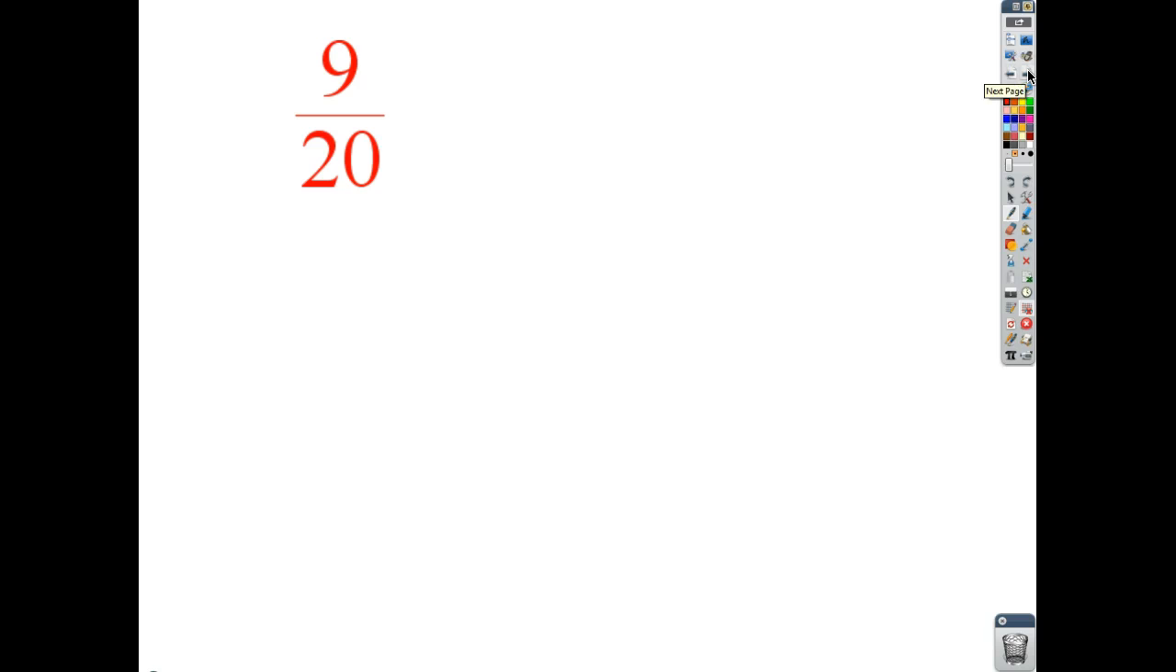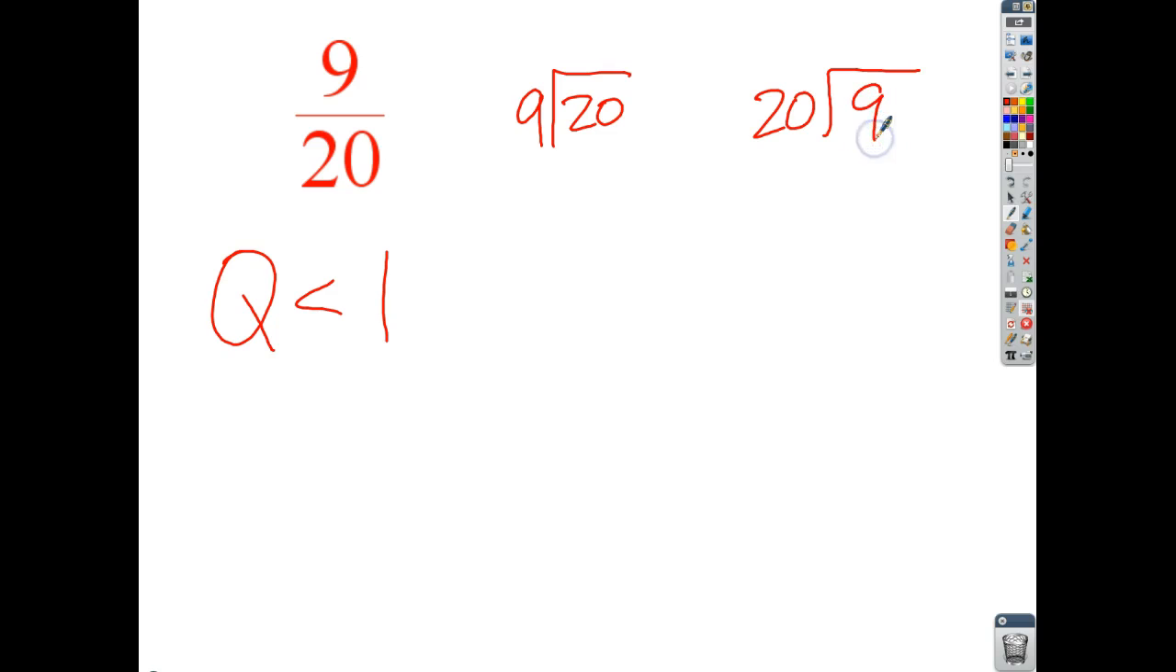9/20ths. Okay, again, here, my quotient is going to be less than 1, okay? Because 9 is less than 20. I have 9 things. I'm breaking into 20 parts, 20 groups. Not each group will have a whole thing in it. So, is it like this, or is it like this? So I'm going to look at this and I'm going to say, well, 9 goes into 20 2 times. Nope, can't be that because that's more than 1. 20 goes into 9 0 times.